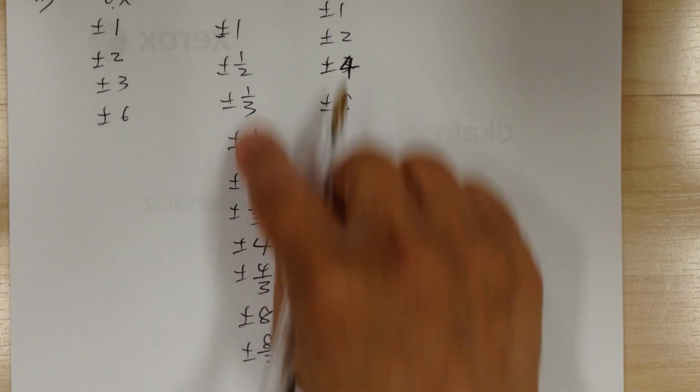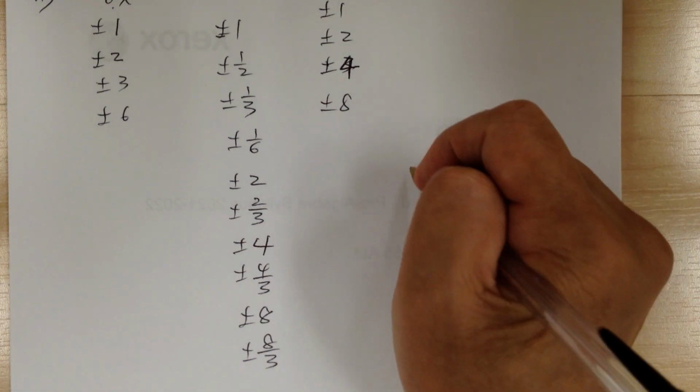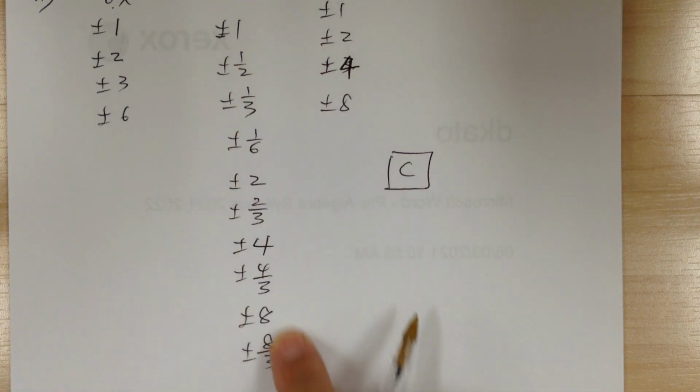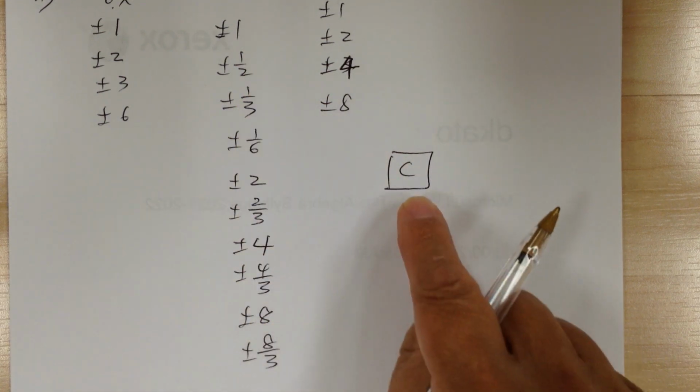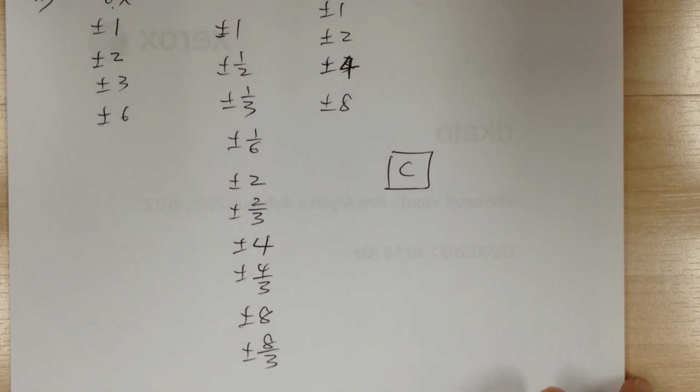So here's your entire list. Which one cannot be a root? Well, if you look at answer C, answer C is 3 over 4. 3 over 4 is not on the list. So C is not on the list, therefore it cannot be a root of this.